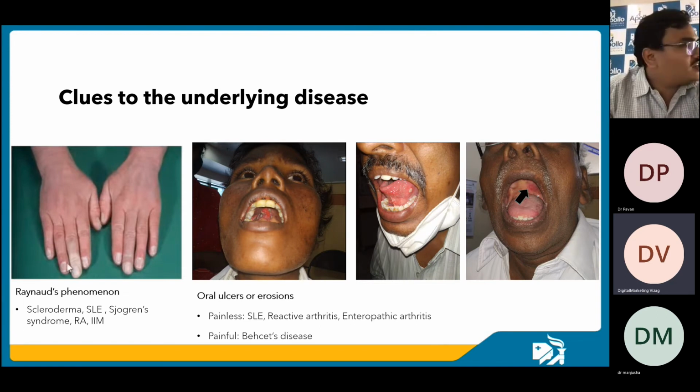For example, a patient you have seen in the OPD with arthritis, and she has this Raynaud's phenomenon as well. So the first differentials which will come to my mind are scleroderma, SLE, Sjogren syndrome, rheumatoid arthritis, and inflammatory myositis.